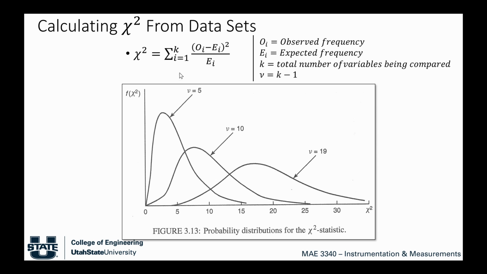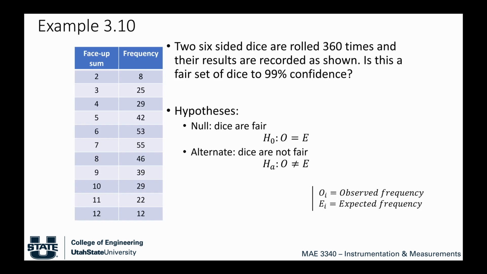So this is the equation that we're going to use to calculate our experimental data points. We've got our observed minus our expected, divided by our expected, and our degrees of freedom is k minus 1. So in order to illustrate this, let's look at example 3.10 out of the book. What we're doing here is we've got two six-sided dice that are rolled 360 times, and the results are in the table here.